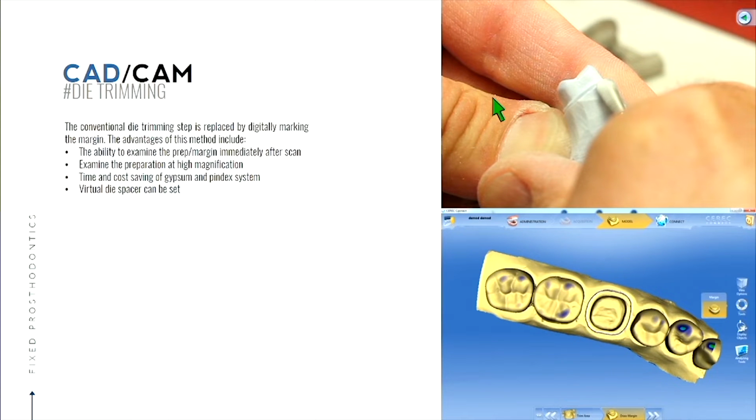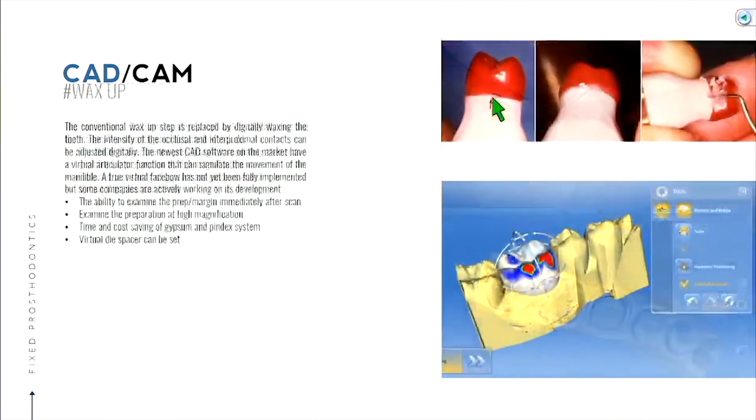And then in the analog method, we would put a physical die spacer to make up for the room for cement. Here, we can just click some buttons, and we can virtually put a die spacer. So all the things that you can do in the analog method, there's a digital approach to it as well. Okay? All right, and then the wax up.